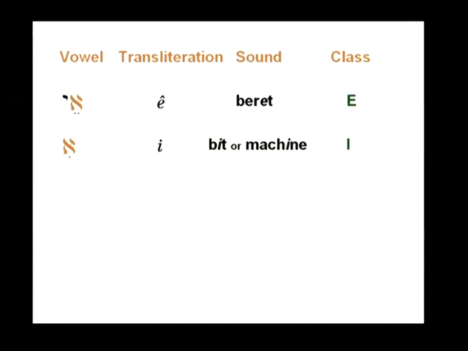All right, this single dot under a letter is called what? Hireq. Hireq. Okay, the hireq. And it's the I-class vowel, and this is called hireq yod. Hireq yod.